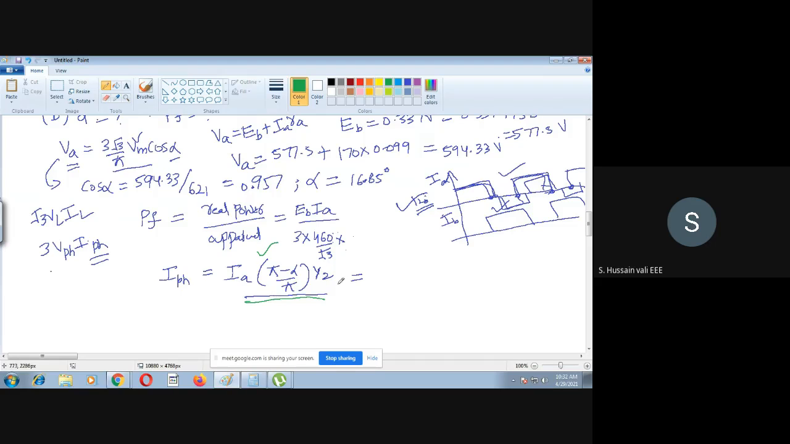IA into pi minus alpha by pi over square root. If you substitute this, you get IA value is 170, the rated armature current, because in this problem he said rated armature current. Pi you will take as 180, because this alpha is also in degrees. How much is it? We got 16.85. So 16.85 whole divided by 180.